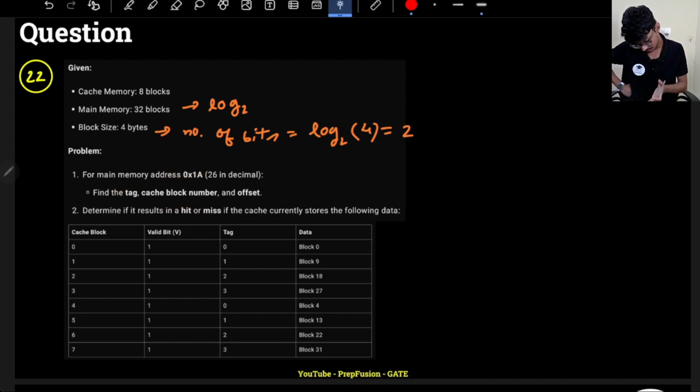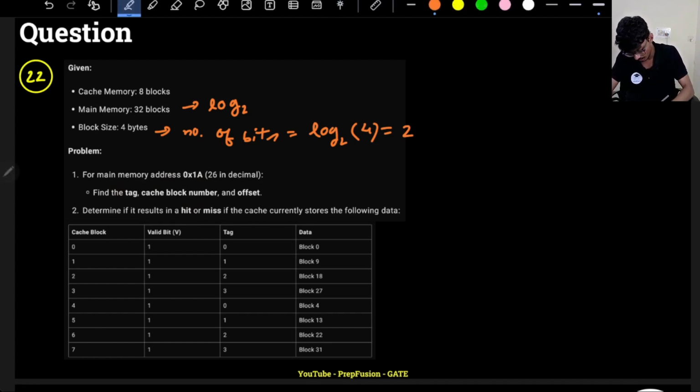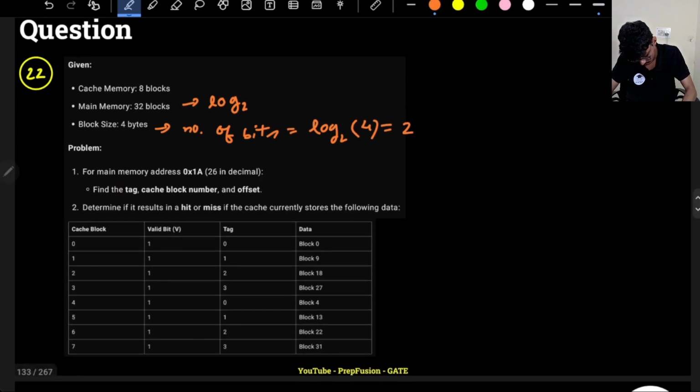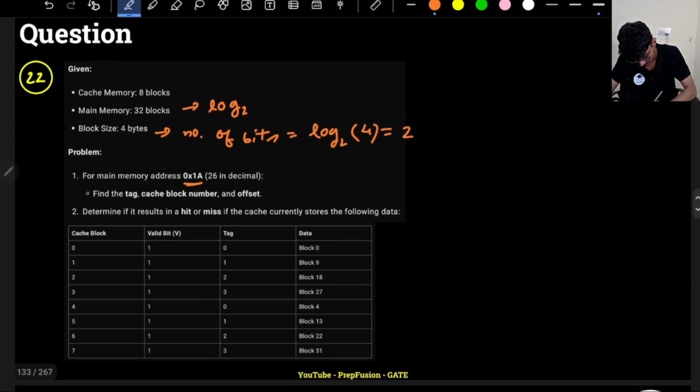They have not told me anything about the associativity, so my assumption is that it is direct mapped. Sorry, it is not associativity, it is a direct mapped cache. So here I can directly say the main memory blocks are this. For the main memory address, find the tag, cache block number and the offset.